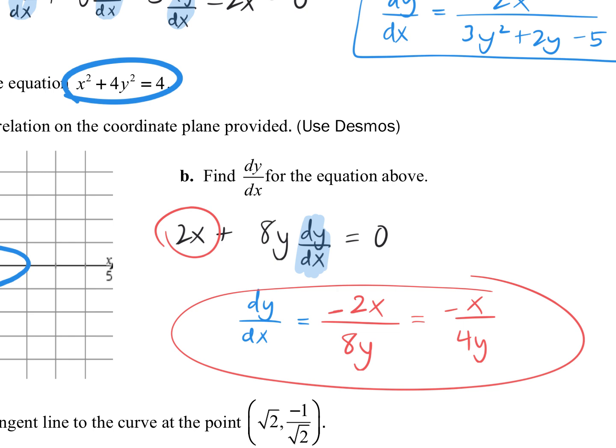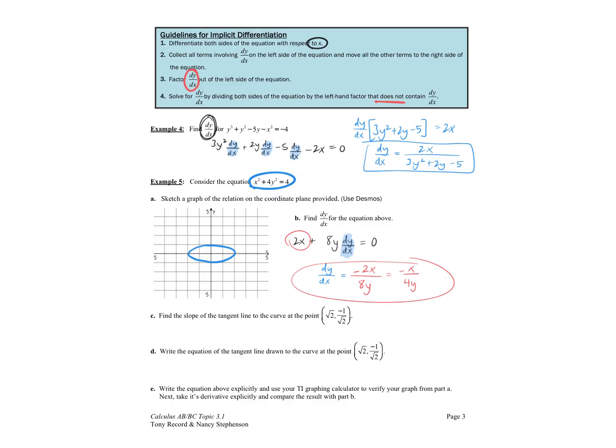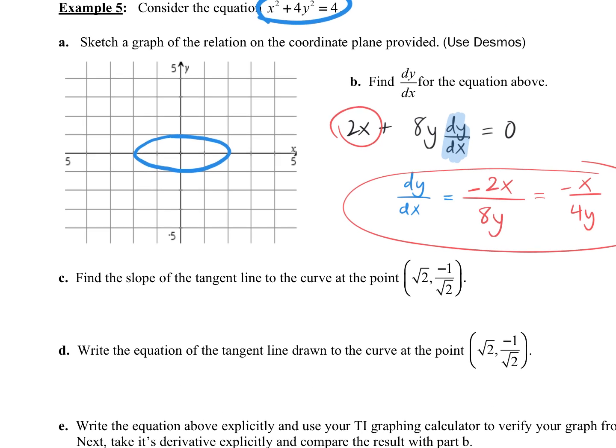So using this derivative allows us to find the slope of the tangent line to this curve that we're going to look at just below here. It says, find the slope of the tangent line at this point, the square root of 2, comma, negative 1 over square root of 2. So I have an x, I have a y. Can I plug it in? You betcha. So taking our x of the square root of 2, plugging it in for x, and then my y value of negative 1 over square root of 2, I'm plugging that in for y. We just got to be careful when we're simplifying.